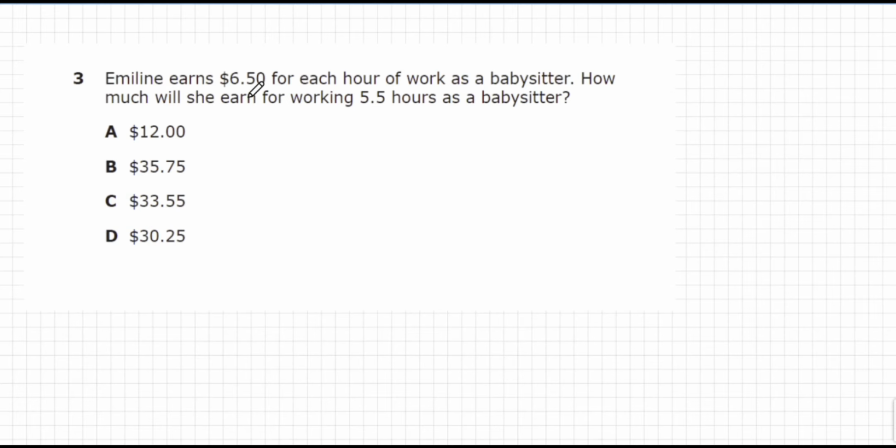Question number 3. Emmeline earns $6.50 for each hour of work as a babysitter. How much will she earn for working 5.5 hours as a babysitter? $6.50 multiplied by 5.5 hours equals $35.75. Therefore, B is the correct answer.